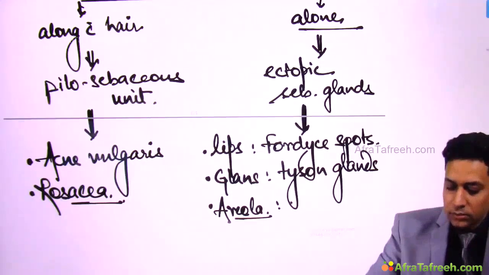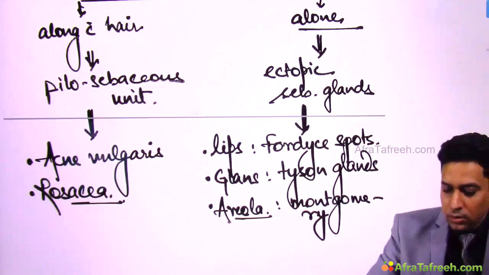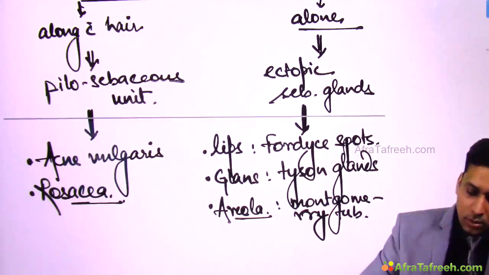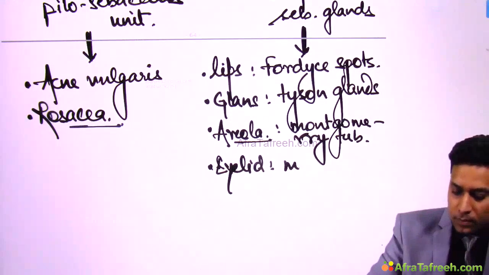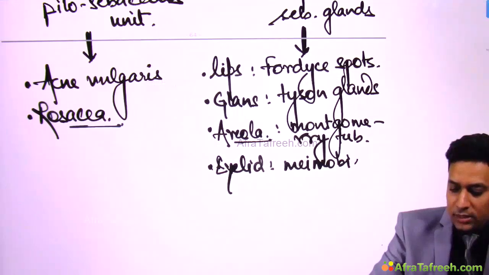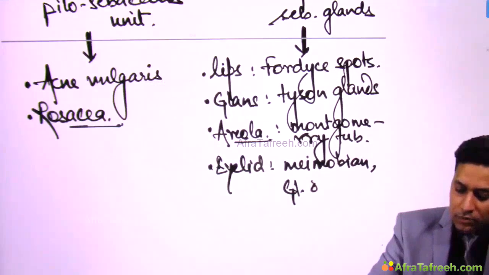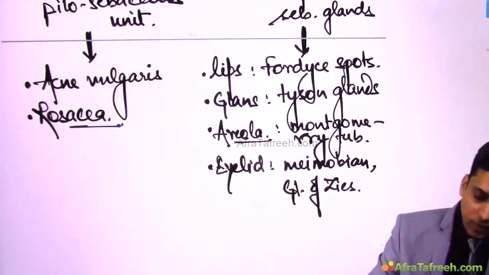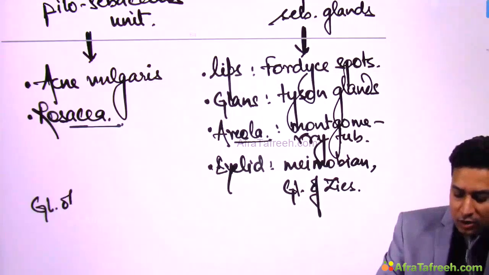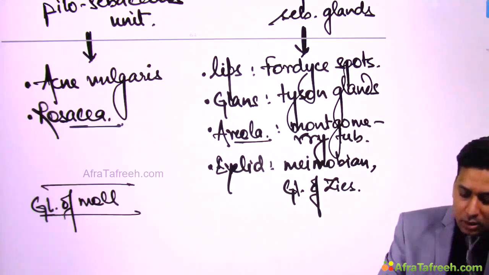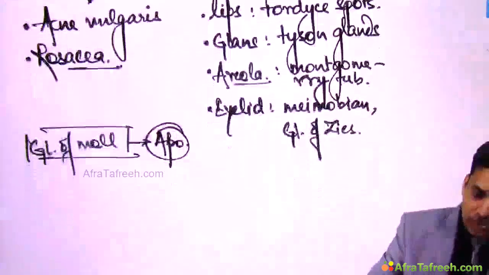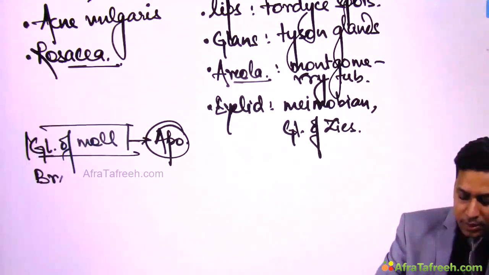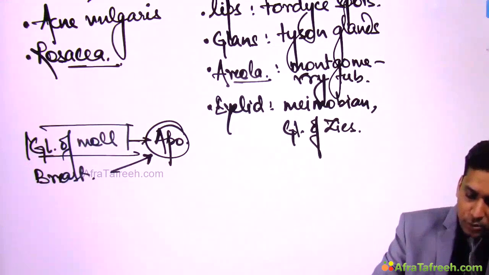Over areola, Montgomery tubercles. And in eyelid, Meibomian glands, gland of Zeiss. In eyelid, you might have read about gland of Moll as well, but remember that these are not sebaceous, these are apocrine sweat glands. Similarly, breast, they are modified apocrine sweat glands.